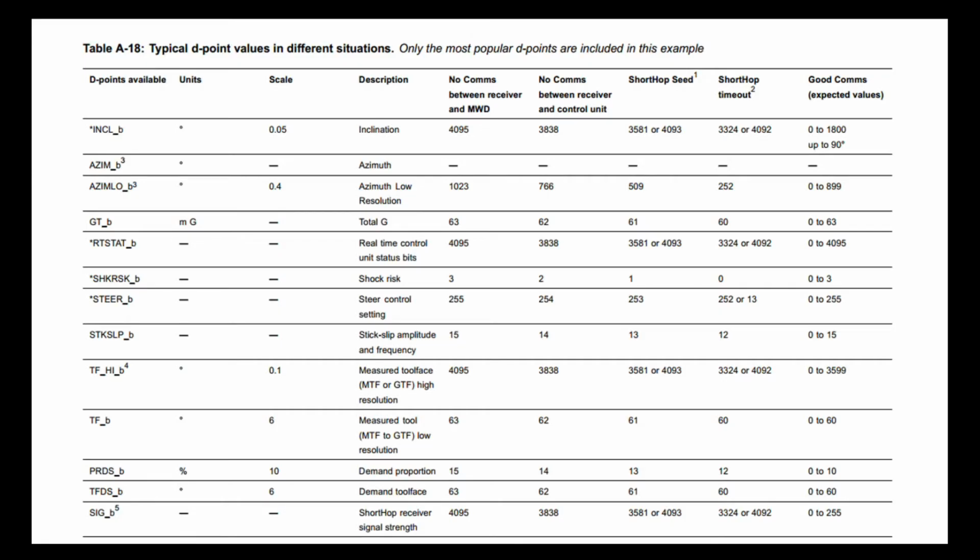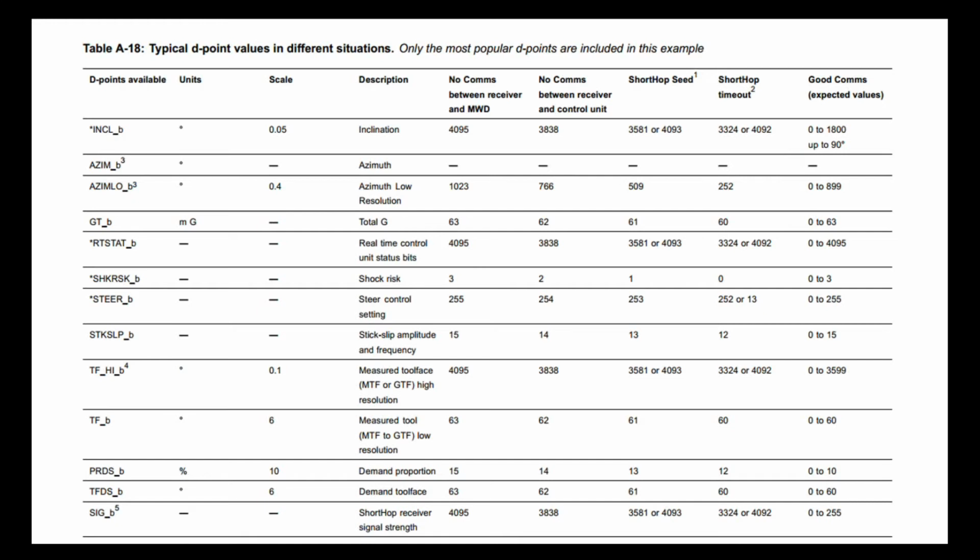So to end this training on Dpoints, I want to leave you with this chart. And we're not going to go through each value, but it'd be good to screenshot this for later reference. Basically, it's all the Dpoints that we just went over, and if you notice, the 4th and 5th column over is the values that will come up for that D-point if there's no communications either with the MWD or between the receiver and the control unit.